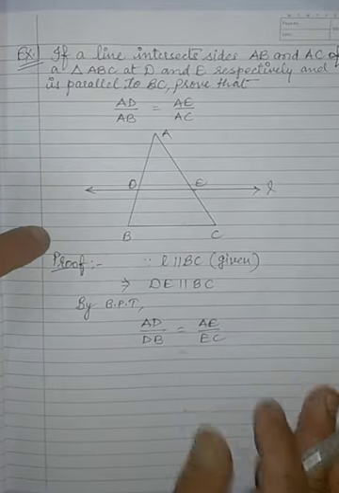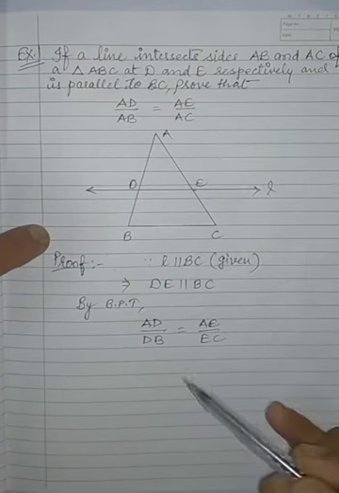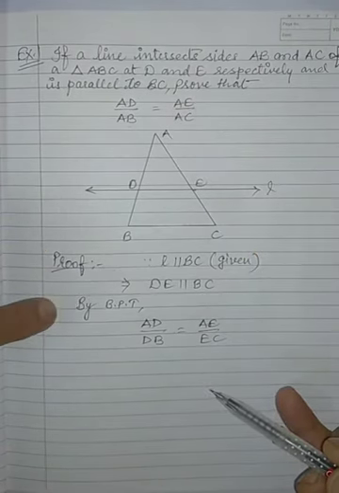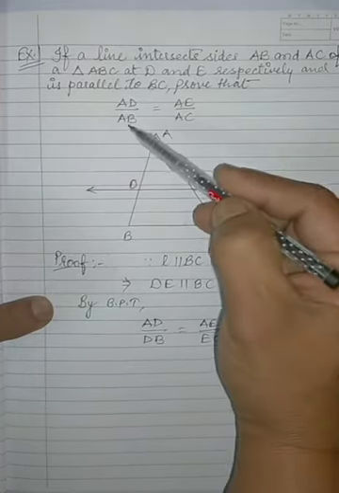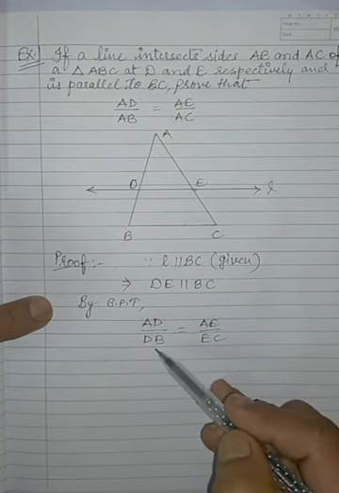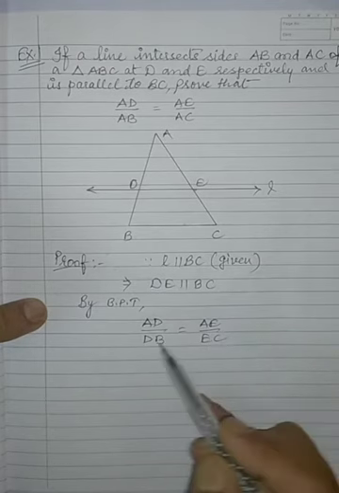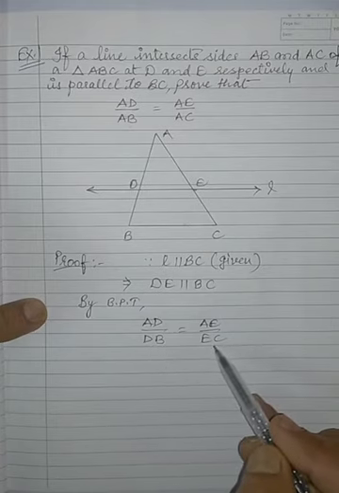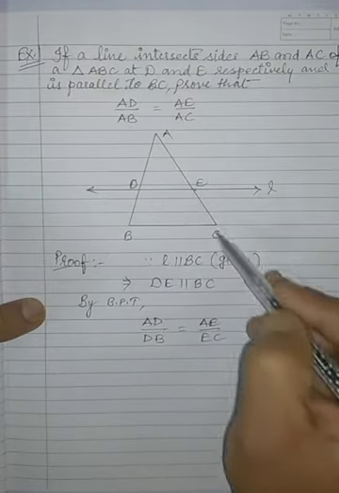But before that we have to see that out of the ratio which we have to find out, which one is required and which one is not required. Okay? What we have got from the basic proportionality theorem is AD upon DB is equal to AE upon EC. So in our proof, DB and EC are not required, only AD and AE are required with the full sides AB and AC.